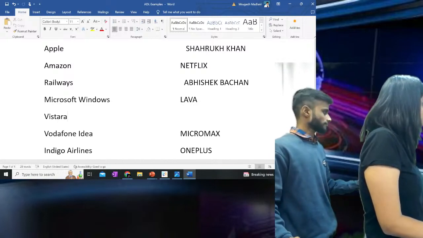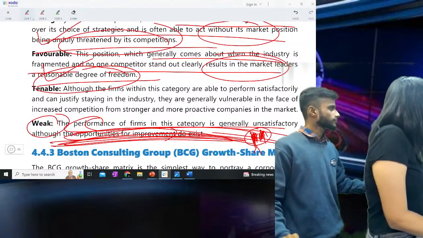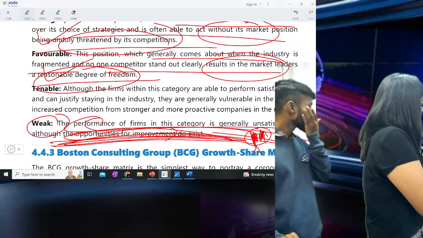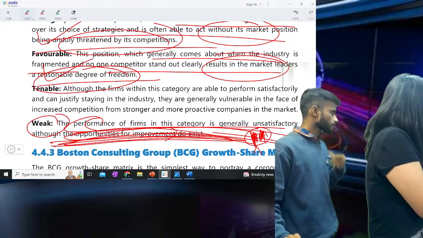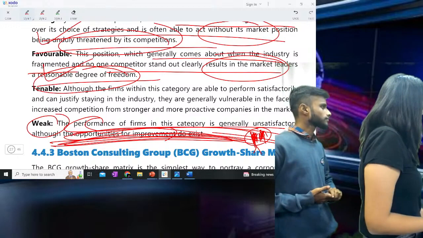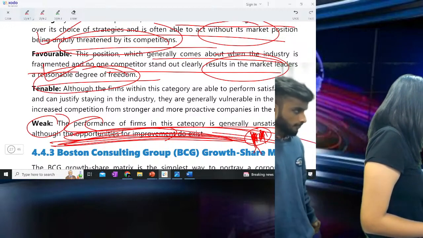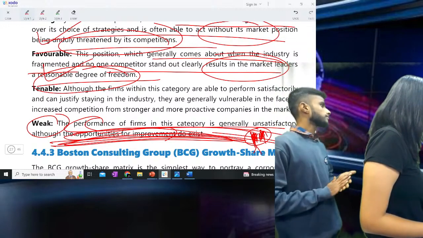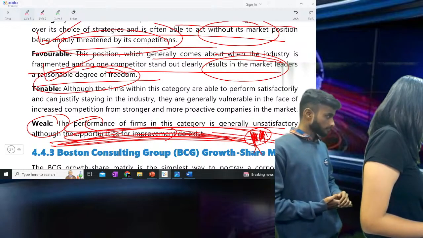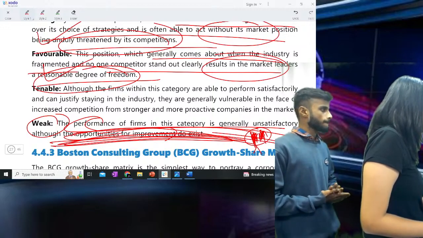Slow we have to go. They read tenable no right now. Weak is pending. Okay, start. The performance of the firms in this category is generally unsatisfactory, although the opportunities for improvement do exist. Okay. Performance is not good, still improvement can be done. Right? All balancing figure. Vodafone Idea, Lava, Micromax. All whichever are pending. Time pass people. Good for no use. So ADL.